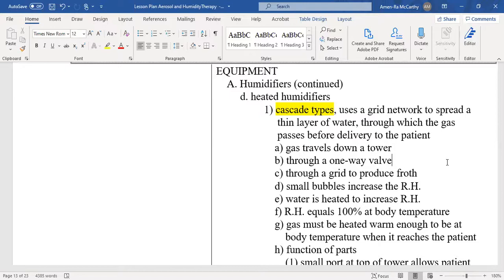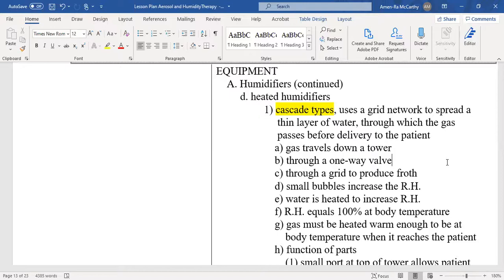9%, 44 milligrams, okay? Because at body temperature, gas can hold how much? And it's holding how much? So it's 100% saturated. So they're saying that a cascade type humidifier, which will be a passover with heat, once I put heat on here, guys, it becomes a cascade humidifier. And cascade humidifiers, they say, can equal 100% relative humidity at body temperature.